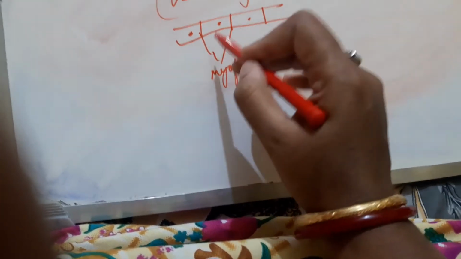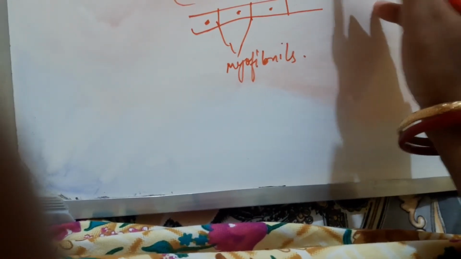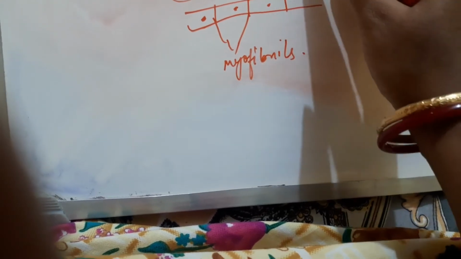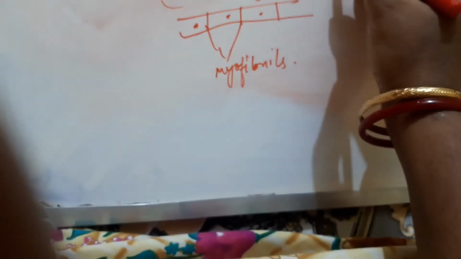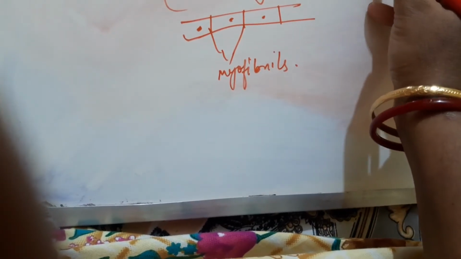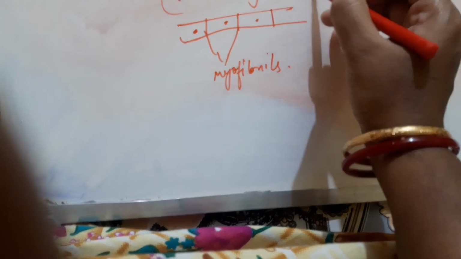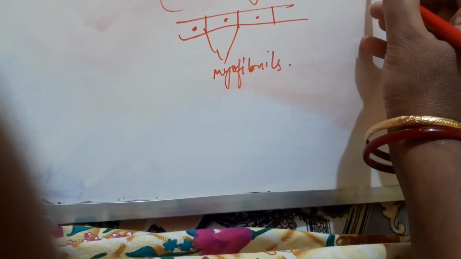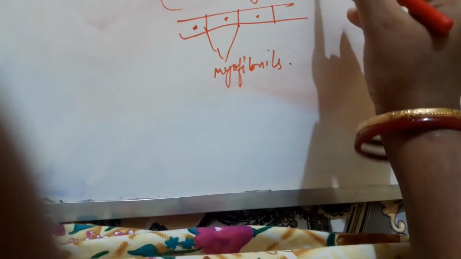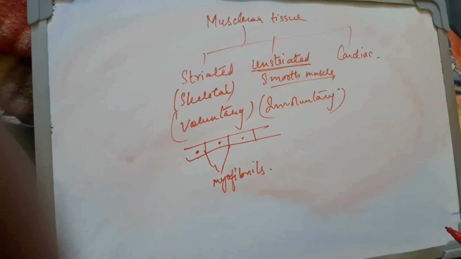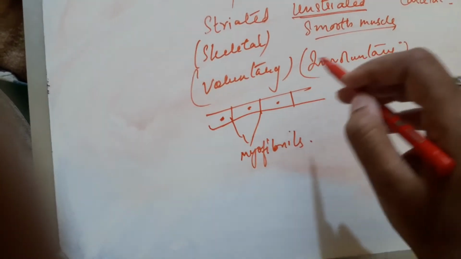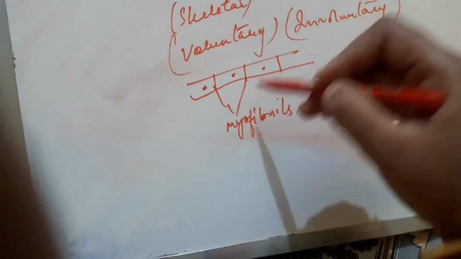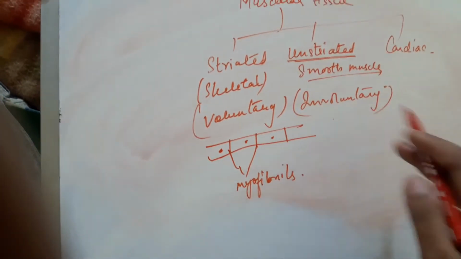Right? These striations are not seen in the unstriated muscles. So they are called smooth muscles and involuntary muscles. Involuntary means they are not under our control, and smooth means the striations are not clearly visible in this muscular tissue.